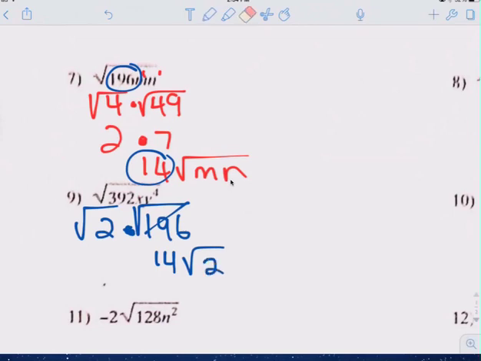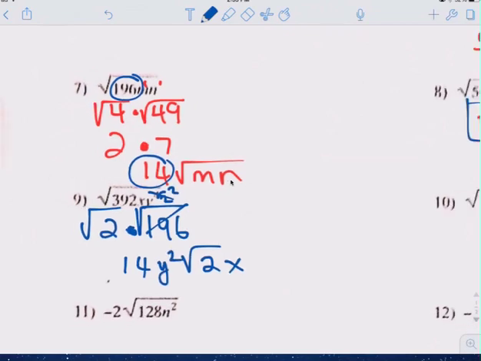I'm going to erase because I have variables to put in. So 14. How about x? Does x come out at all? No, it stays inside. How about y to the 4th? It would go y to the second power, because 4 divided by 2 is 2, right?